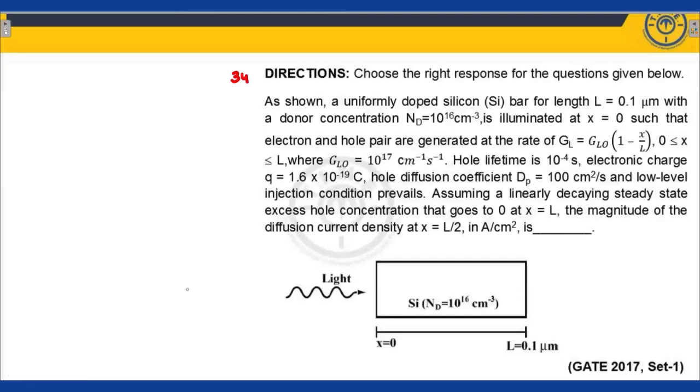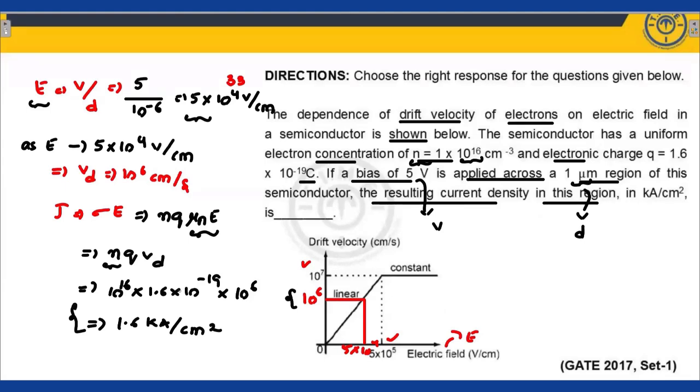See, my dear students, this is how you got the answer. Just check it. First, find out the electric field, then the corresponding drift velocity. Now the current density: because it is an N type semiconductor, the formula for current density is the conductivity into E, where mu n into E is nothing but the drift velocity. Now substitute here and you are going to get this answer.